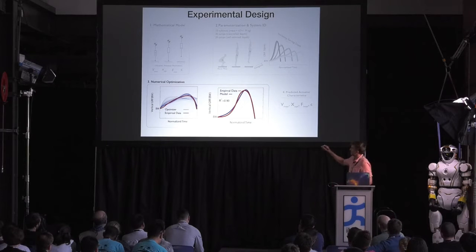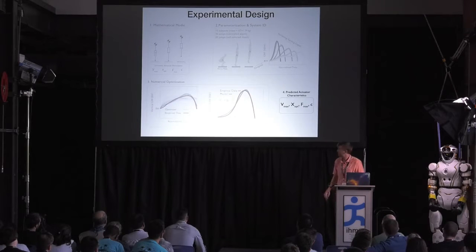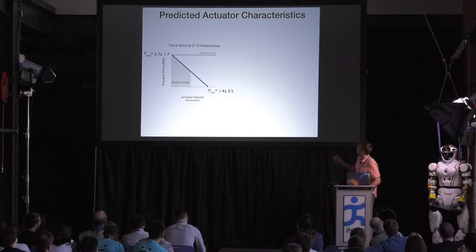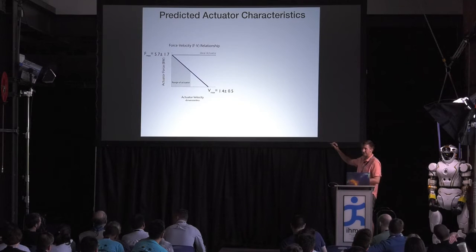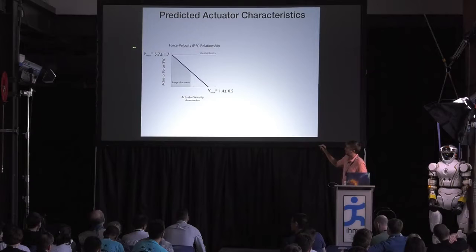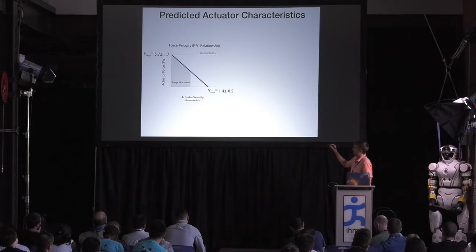What we find in the end is that the model-predicted ground reaction forces match well with the empirical data with an R² value of 0.9, giving us confidence in the model to predict ground reaction forces. From this, we predict our actuator characteristics. We identify the Fmax and Vmax, as well as the range of velocities that people experience during a jump. What we find is that Fmax is about 6 times body weight, and Vmax is about 1.4.